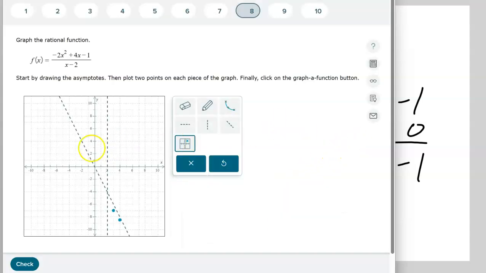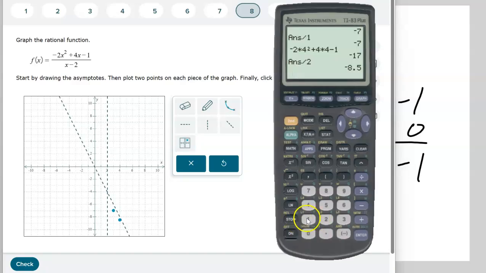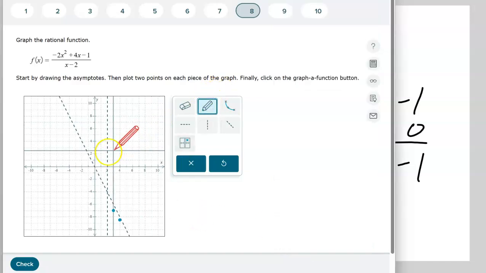Now I need to go to the other side of the vertical asymptote, so I'm going to put a 1 and a 0 in. So we grab our calculator again. If I put a 1 in there, it'd be negative 2 times 1 squared plus 4 times 1 minus 1. That's going to give us a 1, and I'm going to divide that by 1 minus 2, which is negative 1. So I divide that by negative 1, I get negative 1. So I'm going to have a point at 1, negative 1. So 1, negative 1 would be here.